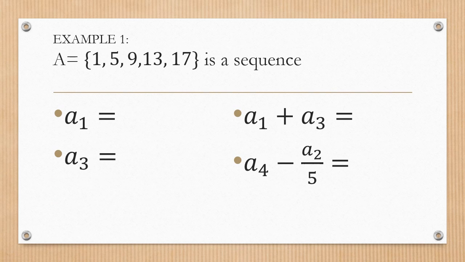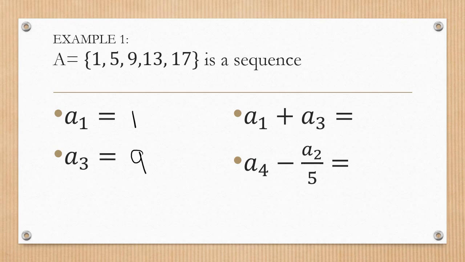Let's take a look at this example. We have a sequence in a list: 1, 5, 9, 13, and 17. So this is one way of writing sequences, which is writing sequences in a list. The first question is to identify a sub 1, which means the first term of the sequence, and the first term of the sequence in this case is 1. The second question is asking for a sub 3, or the third term, and the third term, if you look at the sequence, is 9.